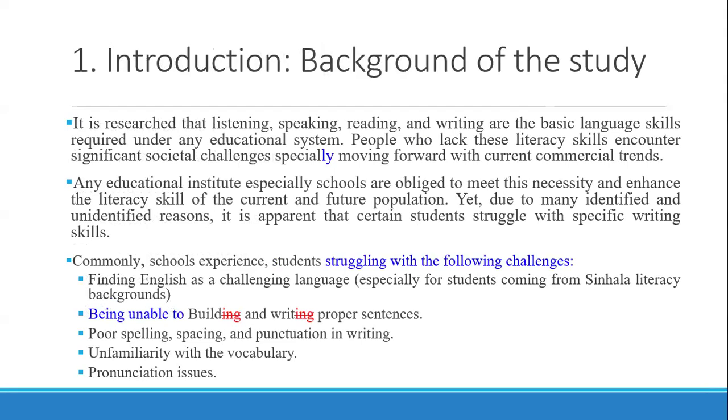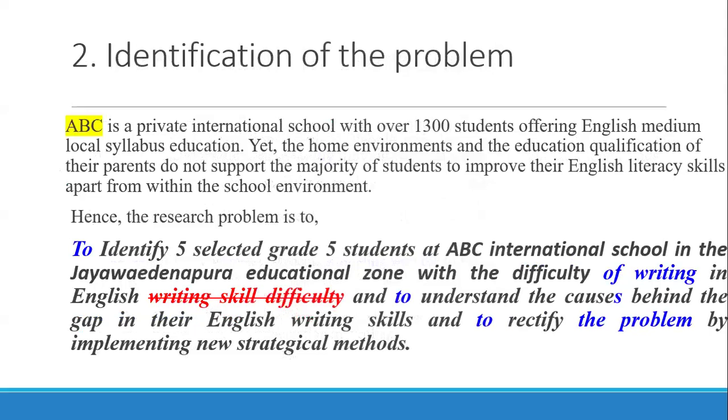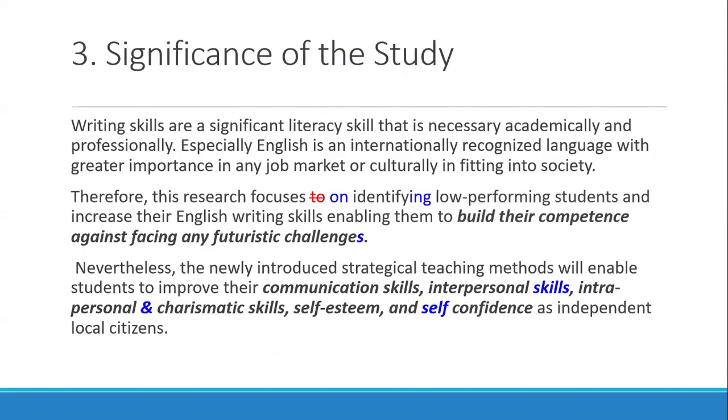Then you can introduce, from the beginning, how you were posted to this school, how you got these classes, and how you identified the problem. You have to write all these things. Identification of the problem: how did you identify the problem, right? Then significance of the problem: why it is important to do this research. You don't need to write these chunks. You can write in bullet form and explain why it is important to do this research, right?